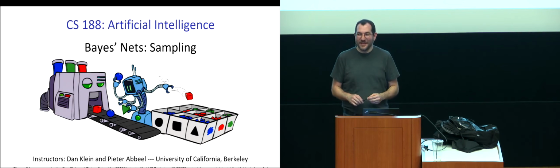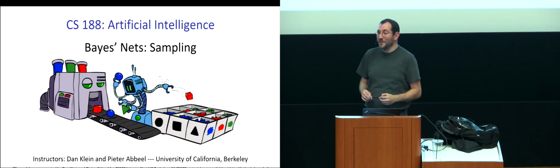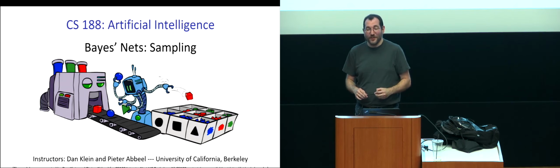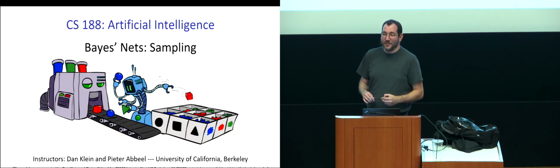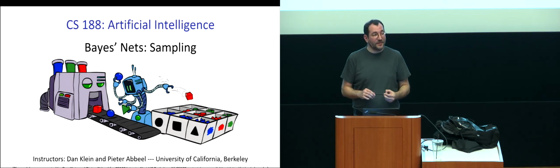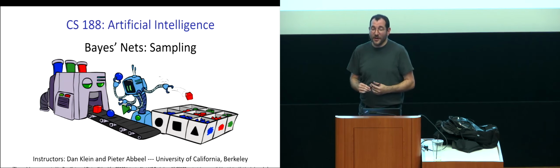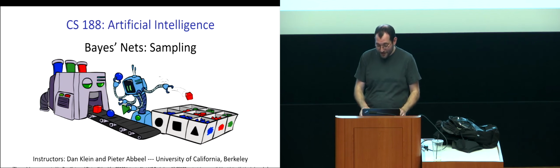So we've been talking about Bayes nets, which are representations of probabilistic models over a domain of variables. In particular, we've been talking about how to answer questions about various quantities, queries given evidence, and how to do that in as efficient a way as possible. Today we're going to talk about an entirely new kind of approach for doing inference in Bayes nets, which involves sampling.